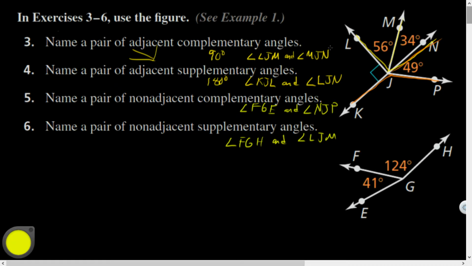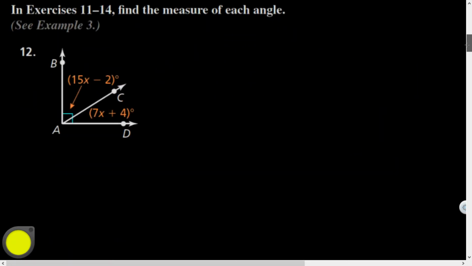Right. So that's those. Just a lot of vocabulary. Adjacent, non-adjacent, that means they're connected, share a common side with non-overlapping interiors. Here we go. Find the measure of each angle. That's a right angle. By definition, it has a measure of 90 degrees. That's the definition of a right angle. And then by angle addition postulate, these two smaller angles add to it.